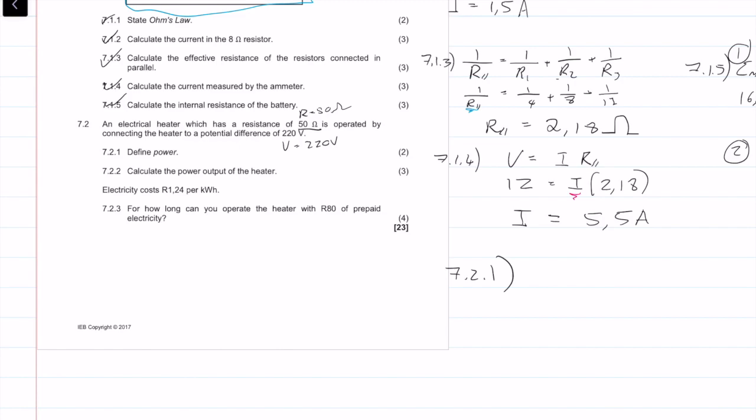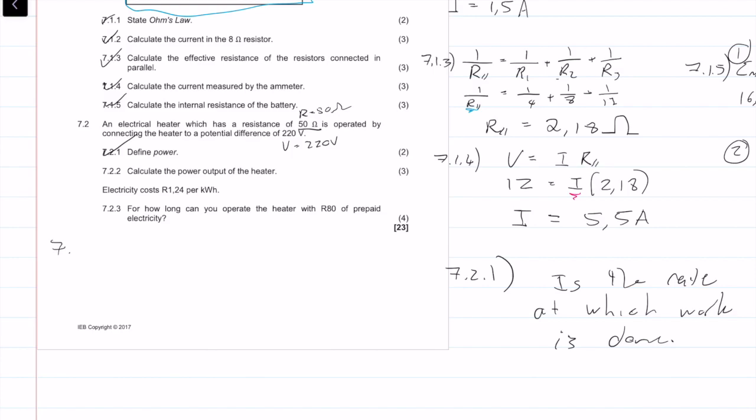So what is power? Power is the rate at which work is done. Another definition, again, because it might be easier to remember that one, power is the rate at which energy is transferred. Both of them will get you your 2 marks.